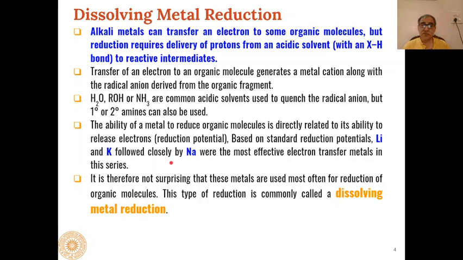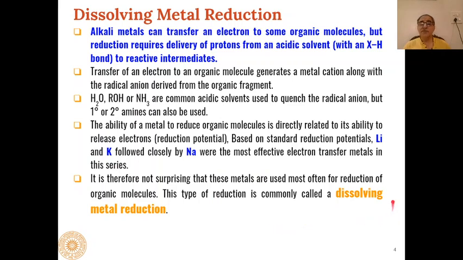Then, depending upon the ability of the metal to reduce an organic compound, this will depend upon how efficiently the metal can deliver the electrons. So the reduction potential of the metal is very important for determining how fast or how efficient the reduction reactions with metals will be. As we know, the standard reduction potential of lithium is highest, followed by potassium and then sodium. That means lithium will be the most efficient metal for dissolving metal reduction, followed by potassium and sodium.